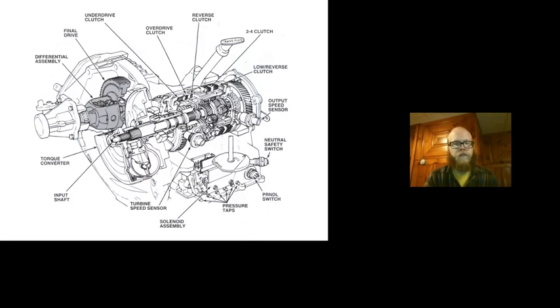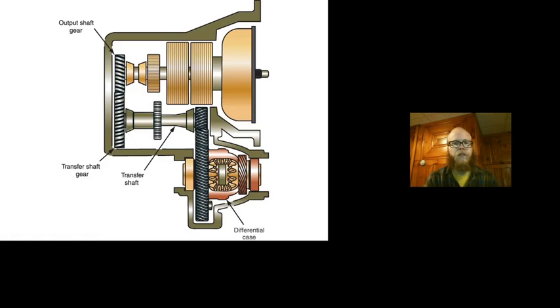Here's a look at a final drive in a transaxle. And again, they call it the transaxle because the transmission houses the axle and differential assembly as well. Another look at the same thing. Torque converter, some clutches. We have our transfer shaft, and then here would be my actual final drive. So if I knew how many teeth each one of these had, I could figure out my final drive ratio.